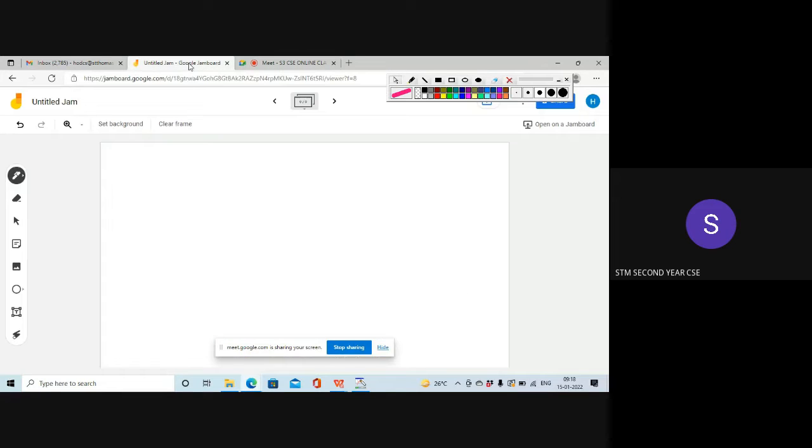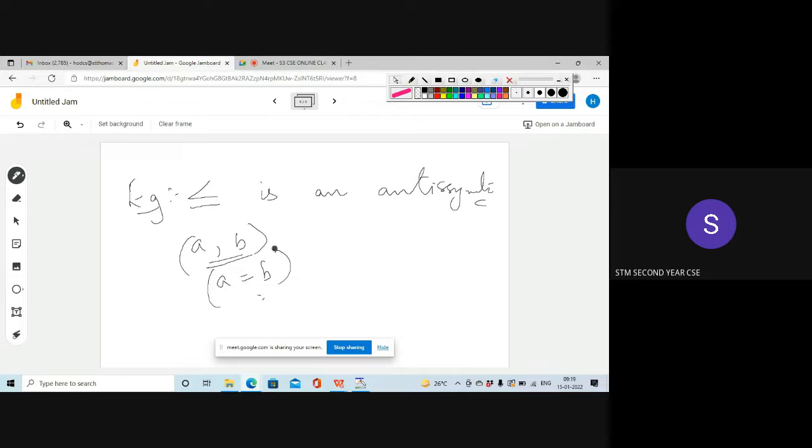So, anti-symmetric relation: less than or equal to is an anti-symmetric relation. An example of an anti-symmetric relation is less than or equal to. Why is it anti-symmetric? For (a, b), it satisfies this condition in both directions only when a is equal to b. Take (2, 2): it satisfies less than or equal to because 2 is equal to 2.